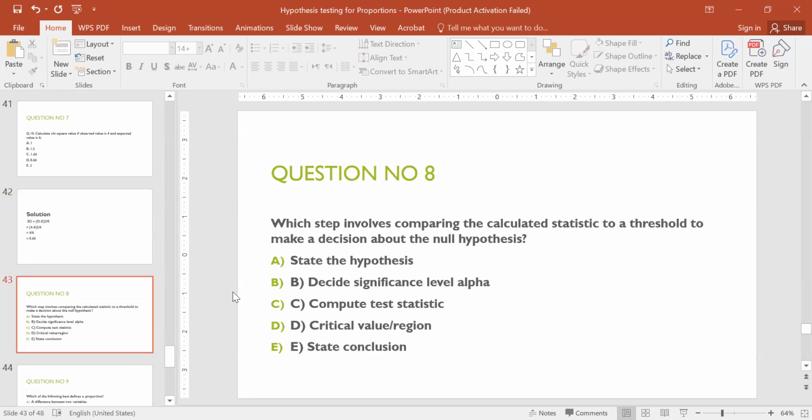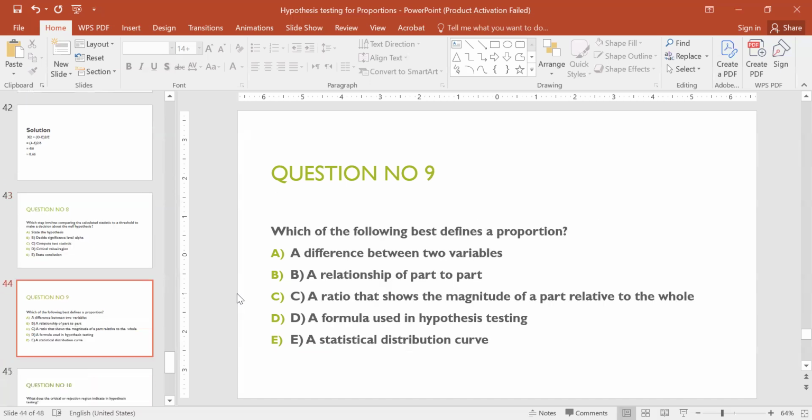Question number 8. Which step involves comparing the calculated statistic to a threshold to make a decision about the null hypothesis? Option A, state the hypothesis. Option B, decide significance level alpha. Option C, compute test statistic. Option D, critical value or the region. And option E, state conclusion. Option D, critical value. Yes, D is the right answer.